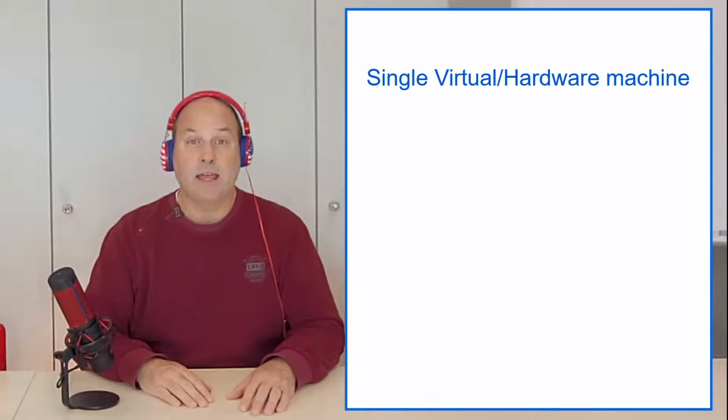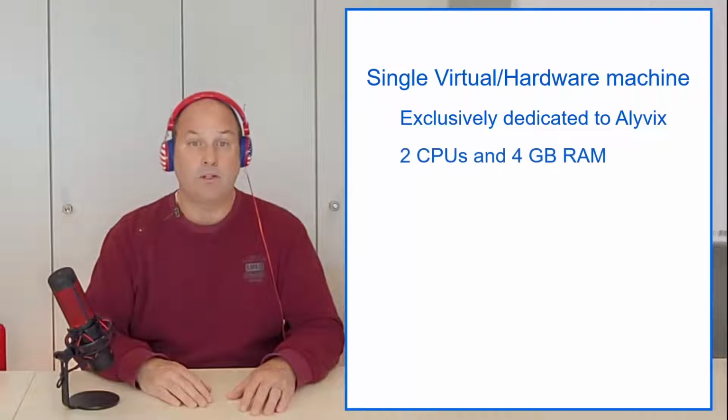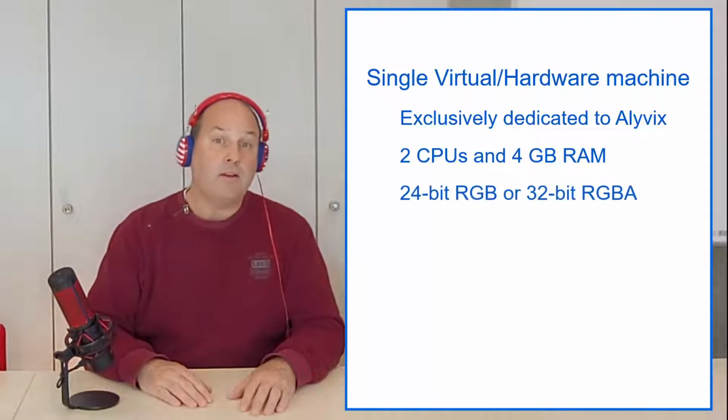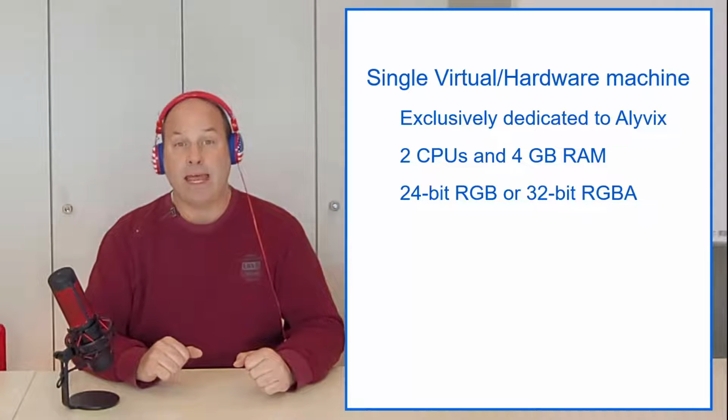The first step is to check that your system meets all the requirements. You should have a single virtual or physical machine dedicated exclusively to running Alyvix test cases, with at least 2 CPUs and 4 GB of RAM. The screen color depth should be 24-bit RGB or 32-bit RGBA.